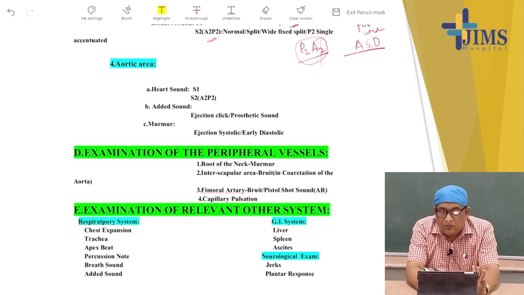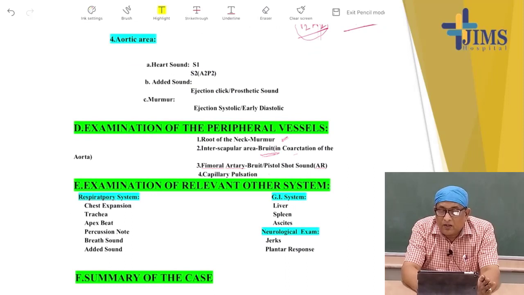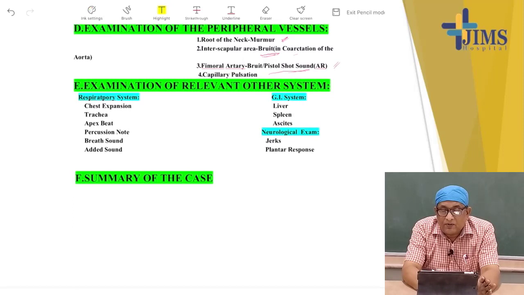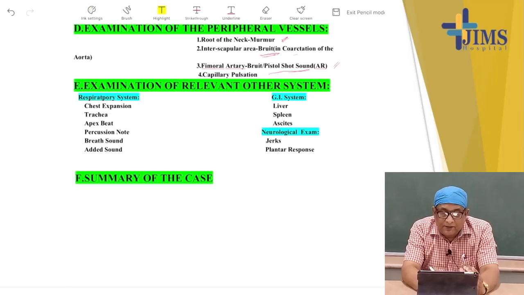So this is the examination of the heart proper, but it is also a cardiovascular system. You have to examine the peripheral vessels. So you have to examine the root of the neck for any murmur. You put your stethoscope over the root of the neck for any bruit, or sometimes in the interscapular region you may find some bruit, particularly in coarctation of the aorta. Sometimes in the femoral artery a bruit or pistol shot sound can be heard, particularly in aortic regurgitation, and some capillary pulsation can also be found. So these are the examination of the peripheral vessels, and you have to examine the other palpable pulses, compare them, and see whether atherosclerosis is present or not. So this is examination of the cardiovascular system.